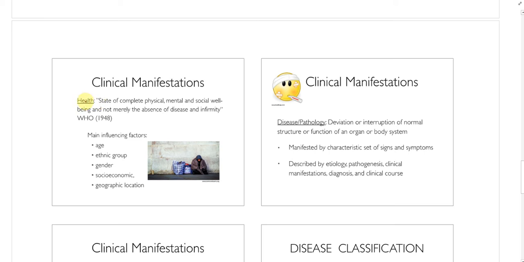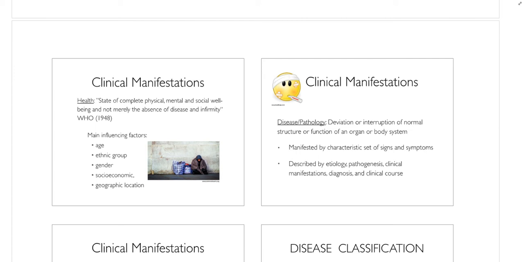This is an important definition of what health actually is. It is not merely the absence of disease or infirmity. It is the complete physical, mental, and social well-being. And so there are, of course, multiple influencing factors on what can make someone healthy or inhibit someone from being fully healthy.